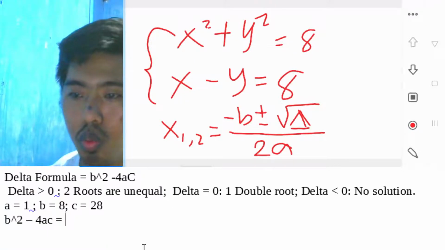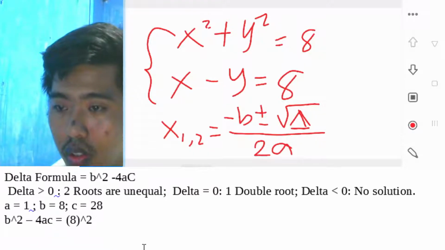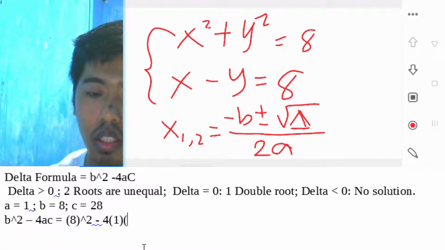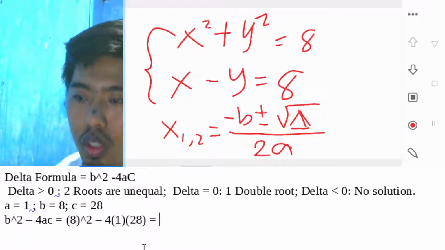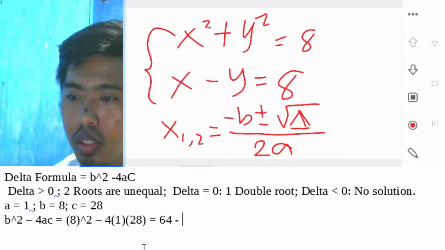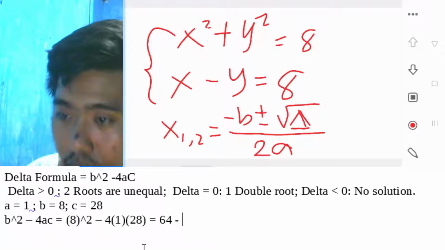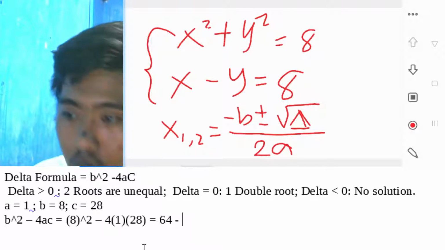So substitute, that would be the b is 8 square. Okay, minus 4c. 4, ang a is 1. Then the c is 28. Okay. So basically, i-continue na to. 8 square, this should be 64 minus 4 times 1, 4, 28. 4 times 28, that should be pila ba? 28 plus 28, 56. 56, 112, 112.